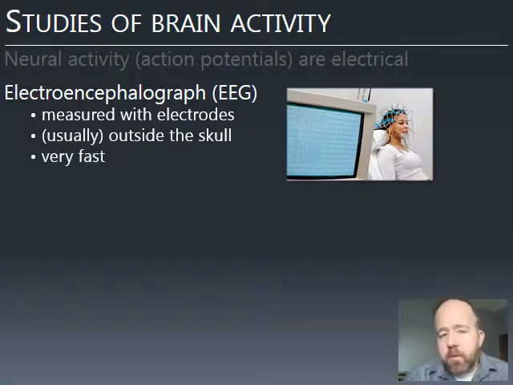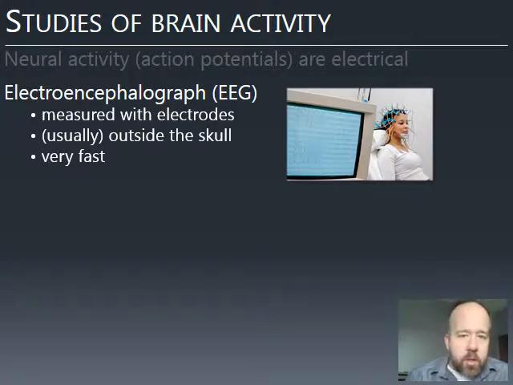This technique is very fast, and what I mean by that is you can acquire measurements hundreds, perhaps even thousands of times a second, which is about the same time scale on which neurons fire. So neurons can fire up to 1,000 times a second, and you can use EEG to look at that activity within that kind of time frame. So it's very fast. That's one of the advantages of EEG.